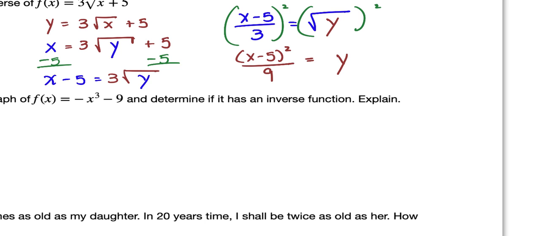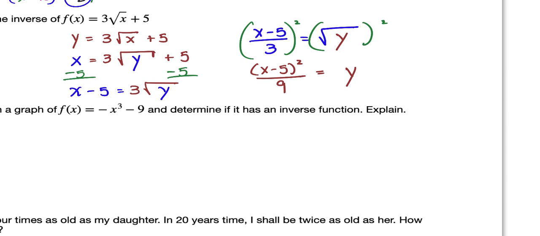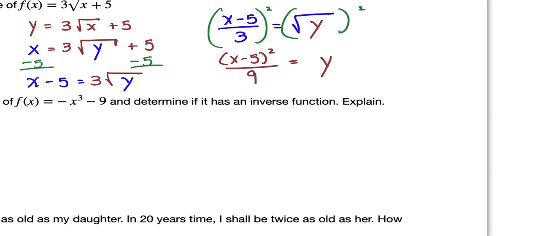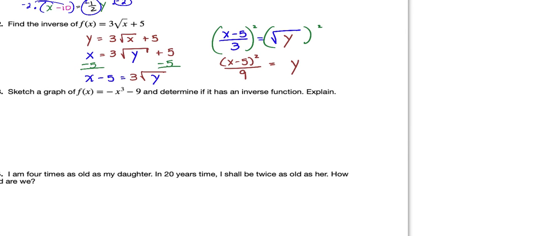So this is one answer that would work. We're going to run into a slight problem, though, as we start to flesh this one out. I am going to flip this whole thing around and write it as an inverse function. So f inverse of x equals (x minus 5) quantity squared over 9.